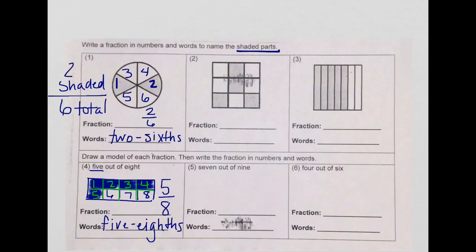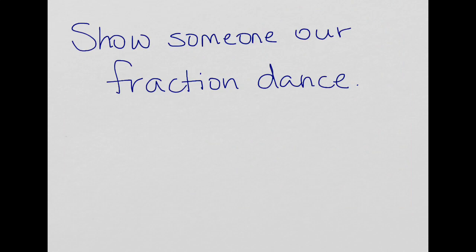Now you're going to continue and complete 2, 3, 5, and 6. And one of the fun things I want you to do tonight, after you complete those, is to tell your parents how we remember the difference between a numerator and a denominator. I want you to show someone, mom, dad, grandma, aunt, uncle, whoever's watching you, our fraction dance. Remember, stretch out your arms for the fraction bar, and then you show them to nod their numerator and shake down their denominator.